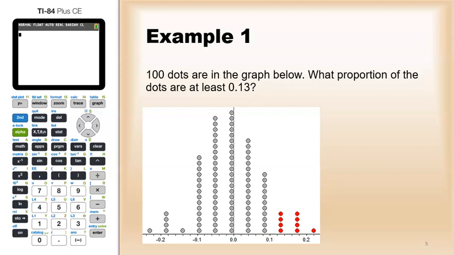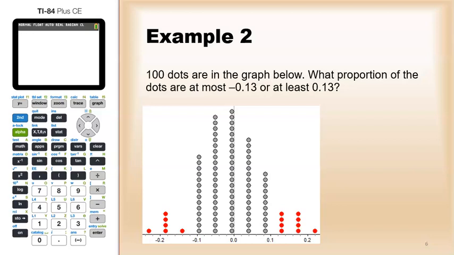So the answer to the question, we look on the horizontal axis until we get to 0.13. So here's 0.1, 0.12, 0.13 is right here. And we want to be at least, so that means equal to 0.13 or greater. So that's these 9 dots right here. So there's 4, 4, 1, 9 dots overall out of 100. The proportion is 0.09.